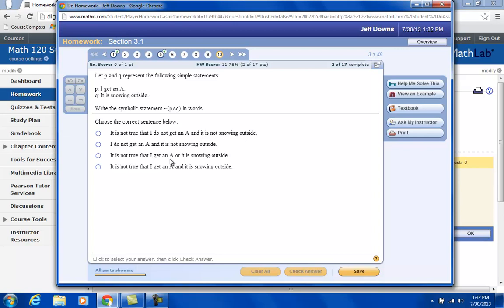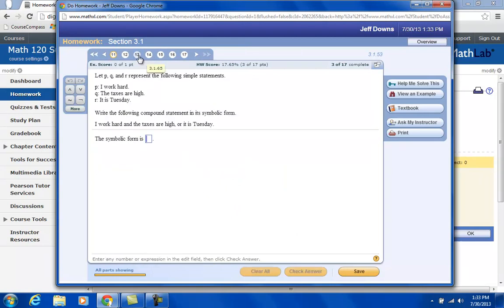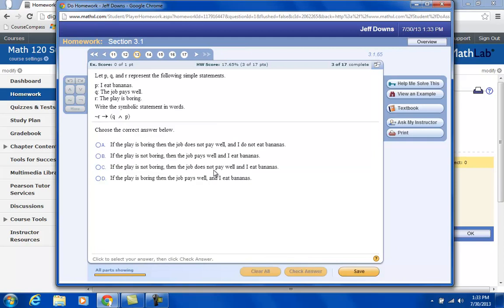It is not true that I get an A or it is snowing outside. Well, that's not it because it's an and. It is not true that I get an A and it is not snowing. So it is not true is going to apply for the entire thing, and that's that negation symbol. There we go. Let's pick something else here, maybe 13, then we'll do 17.